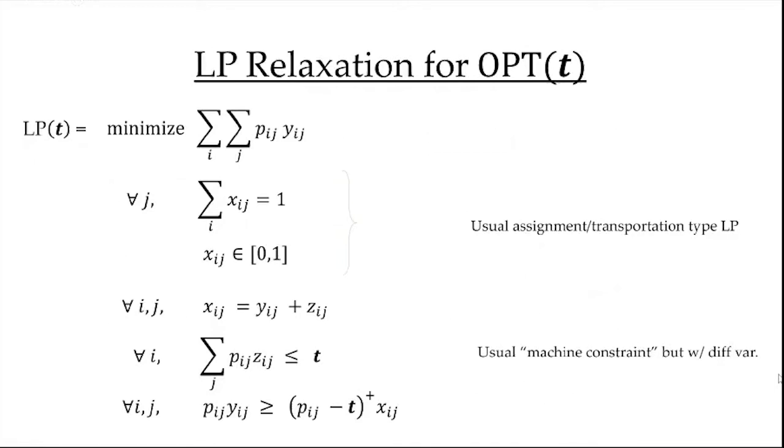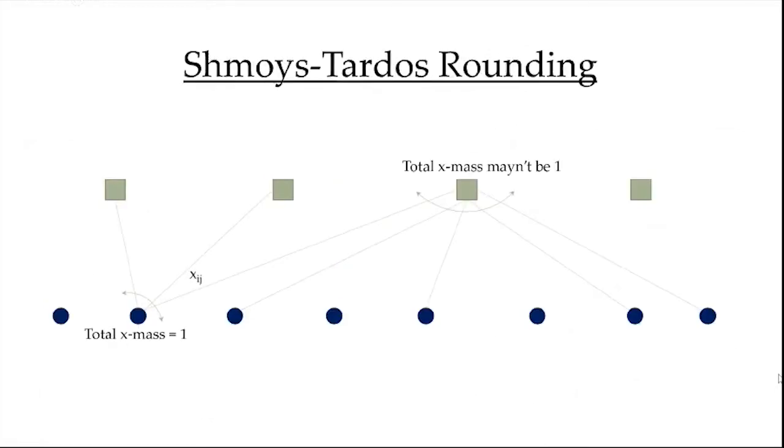So how do we use this LP? The algorithm to solve this problem is the same algorithm that is used for the min max. And this is a beautiful algorithm, so I'm going to spend two slides on it. For people who know it, it might be repetition, but it's a pretty amazing algorithm. It's the Shmoys-Tardos algorithm to round this LP.